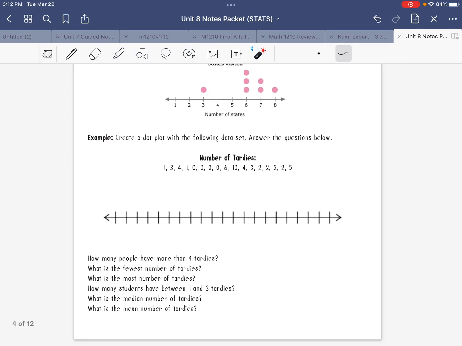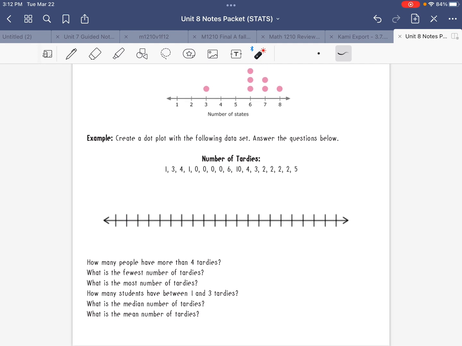So when we're given data sets like this, we can create these dot plots fairly quickly and easily. The way that we do this is just by adding dots every time we see a number. I like to cross off as I go just to help me keep track of what I've done. But the first thing we have to do is to set up our number line, right? So it looks like we can go from anywhere from 0 to 10 here. So I'm just going to say 0, 1, 2, 3, 4, 5, 6, 7, 8, 9, 10.